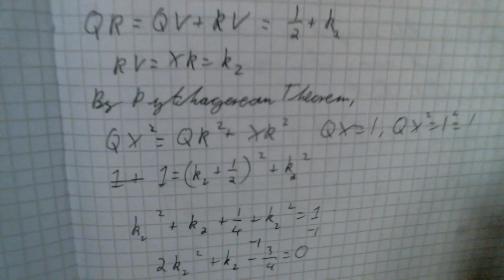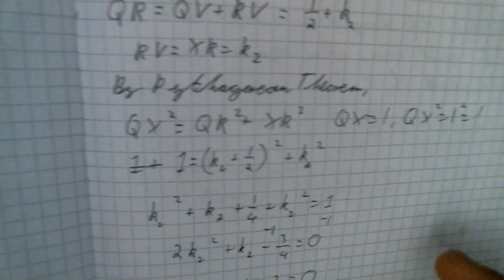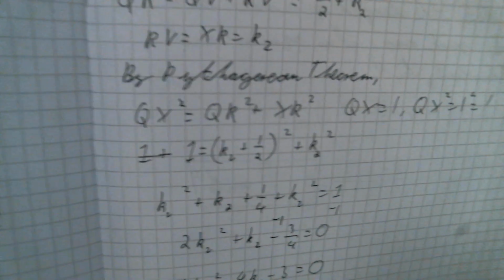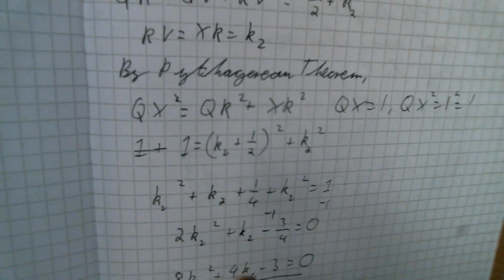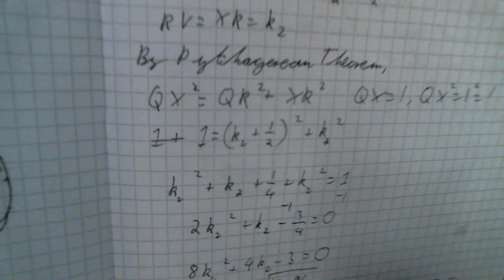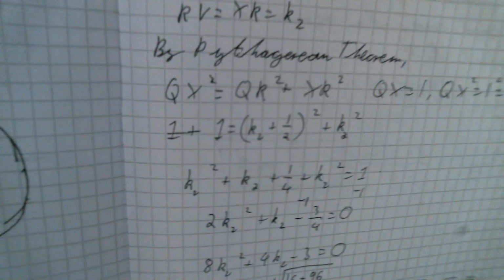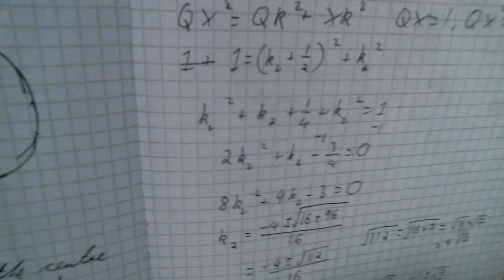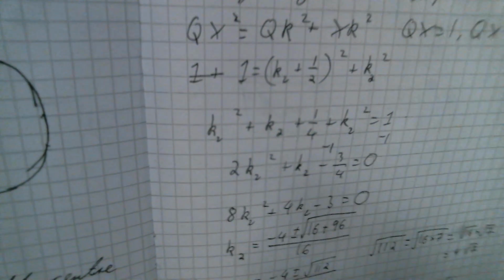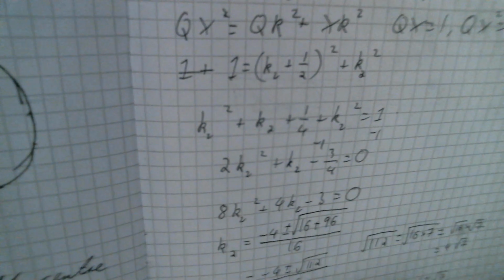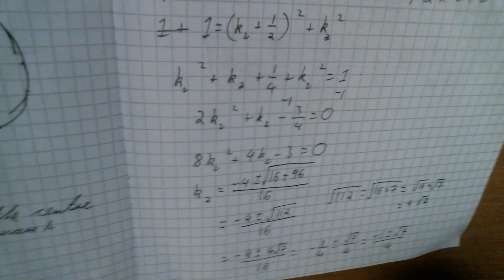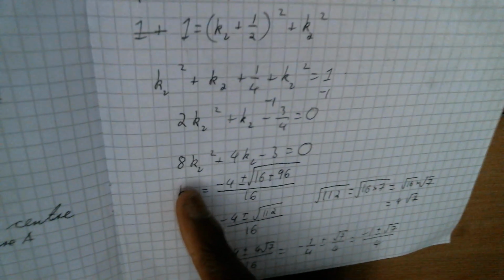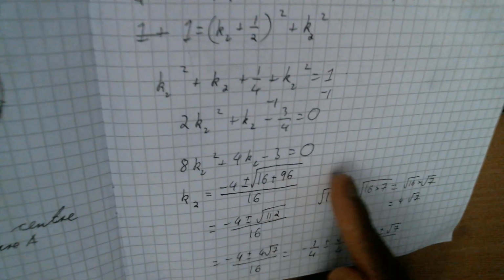QX is already equal to 1, so QX squared is equal to 1 squared, which is equal to 1 anyways. So 1 is equal to, in brackets, K2 plus 1/2 all squared plus K2 squared. We expand to get K2 squared plus K2 plus 1/4 plus K2 squared is equal to 1. We subtract 1 from both sides to get 2k2 squared plus k2 minus 3/4 is equal to 0, and multiply by 4 respectively. And when we multiply by 4, we get 8k2 squared plus 4k2 minus 3 is equal to 0.